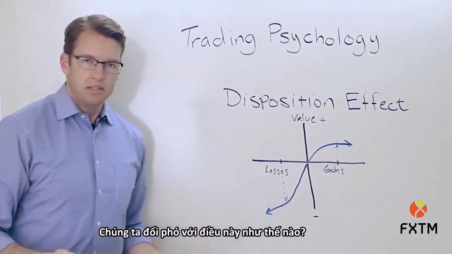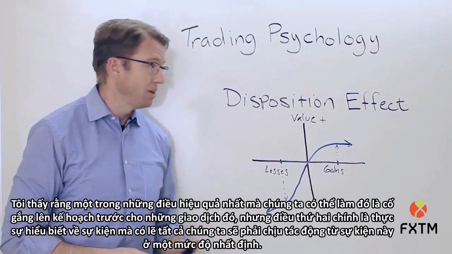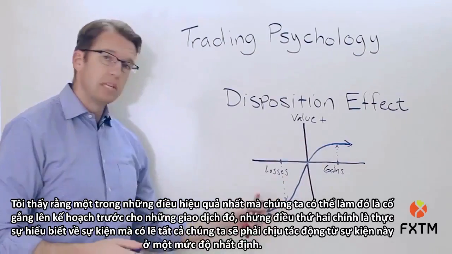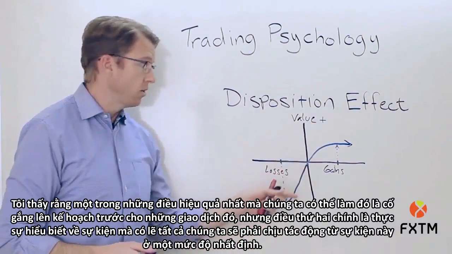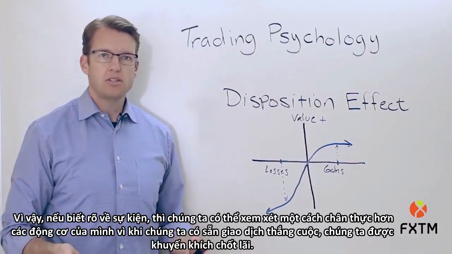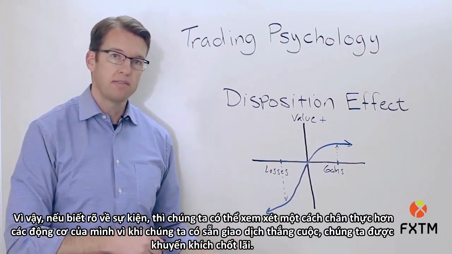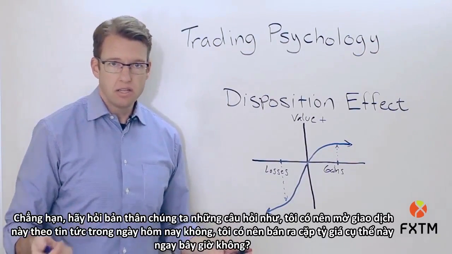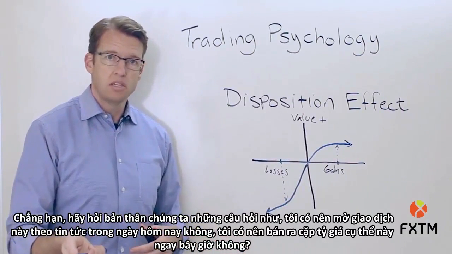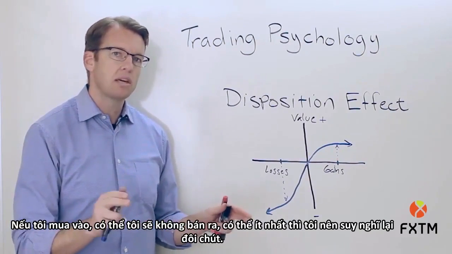Now, how do we deal with this? Well, I found one of the most effective things that we can do is try to plan our trades out in advance. But the second thing is really just being aware of the fact that we probably all suffer from this to some degree or another. So if we're aware of it, then we can address more honestly our motivations for when we have a winning trade on our hands and we're tempted to take those profits off the table. For example, asking ourselves questions like, would I open this trade brand new today? Would I short this particular pair right now? If I'm long, well, maybe if I wouldn't short it, maybe I should at least rethink it a little bit.